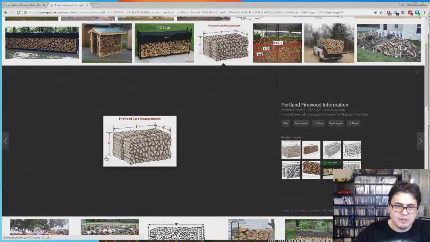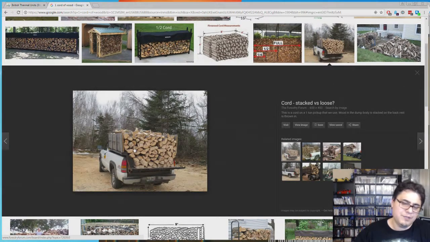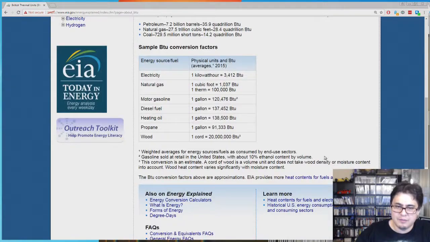Here's another version of it. This is okay. This is one I know. 4 foot high, 4 foot wide, 8 foot long. That's one cord. So typically use it when you go buy firewood, right? And to give you an idea, this truckload is probably equal to one cord. Okay. So just information for you. Good to know. Right.